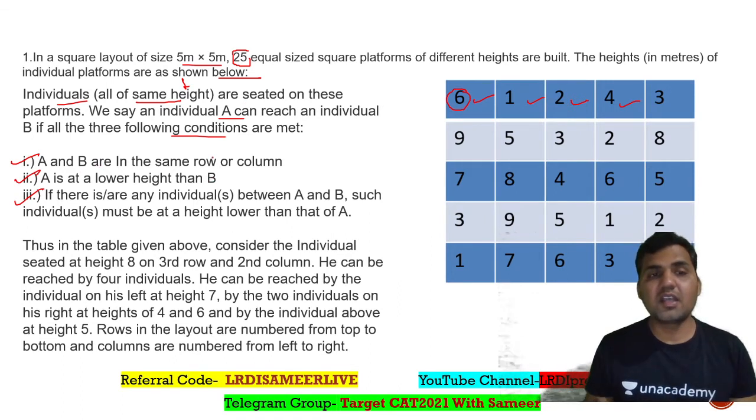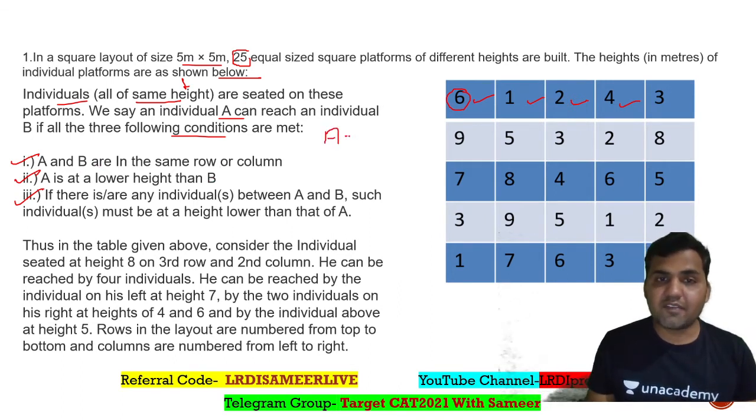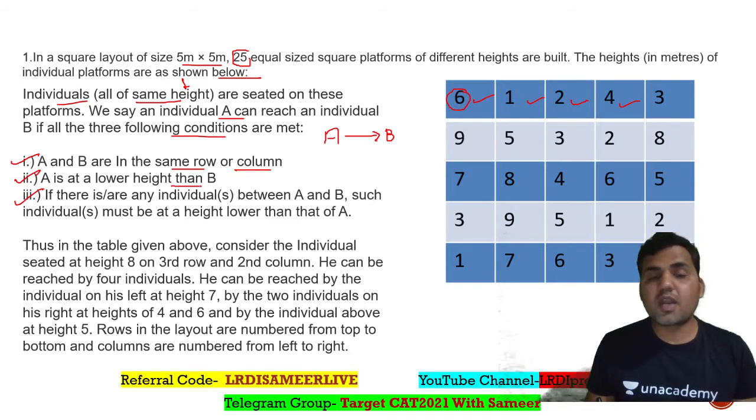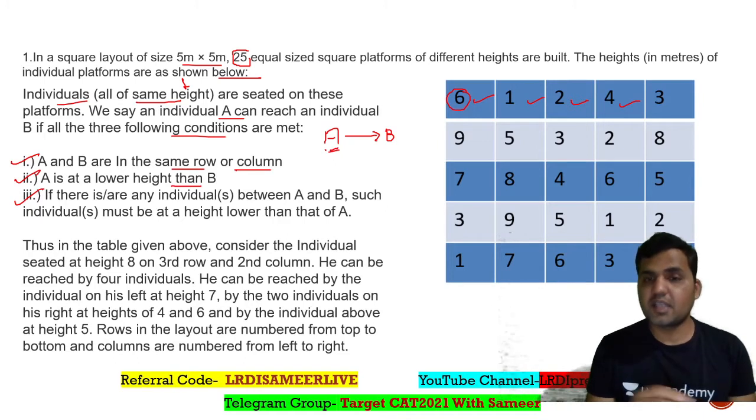What are these conditions? For example, if A has to reach B, then A and B should be in the same row or column, not diagonal. Only row or column. A is at a lower height than B, and if there is any individual between A and B, it should be of lower height than B. Those are the three conditions that you're supposed to know.